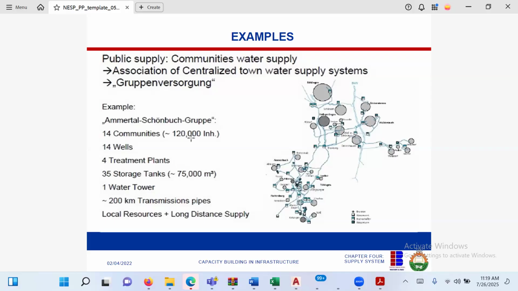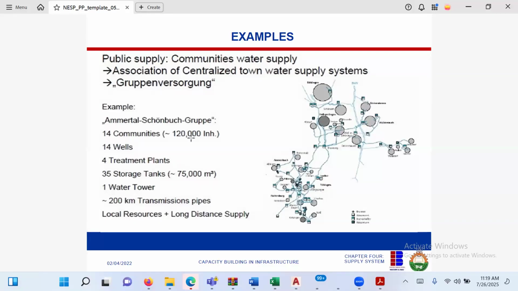And they have 4 treatment plants. What I'm trying to bring out here is for you to understand that when we say centralized water supply system, there's some element of decentralization in it, but they are planned holistically. So it's more like having centralized systems in small cubicles, in small local governments, in small districts, in small phases, in small subsets. So they have 4 treatment plants and they have 35 storage tanks.